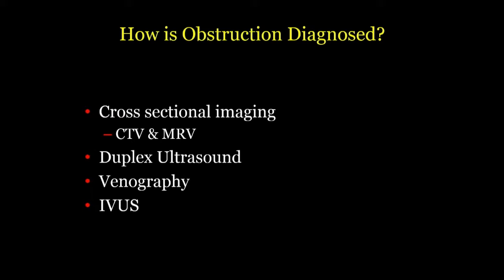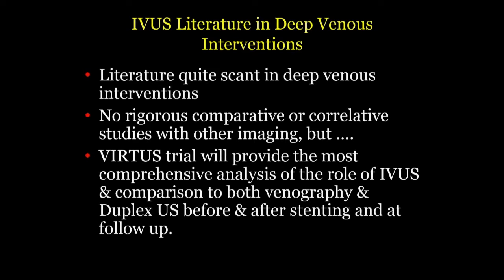Cross-sectional imaging with CT and MR can be very helpful. Duplex ultrasound, of course, venography, and intravascular ultrasound. Venography is probably the least sensitive of these. Now, the IVUS literature, unfortunately, is very scant, not a whole lot. There are no rigorous comparative studies or correlative studies that we can correlate what we find on IVUS with symptoms.